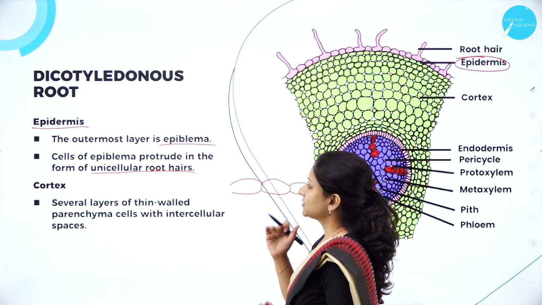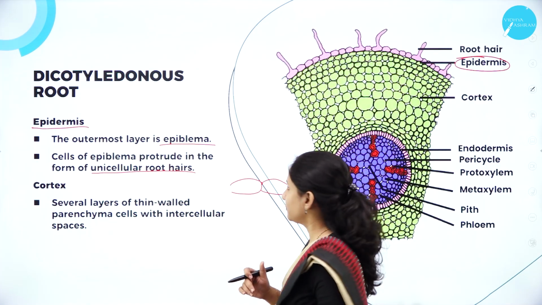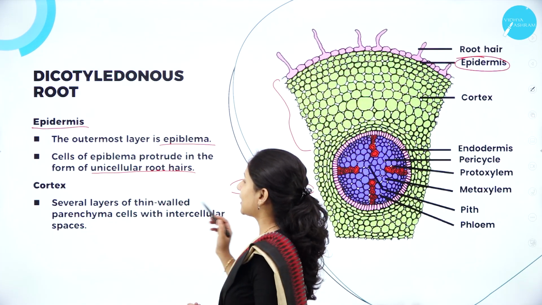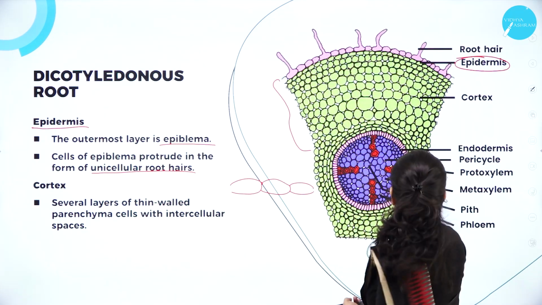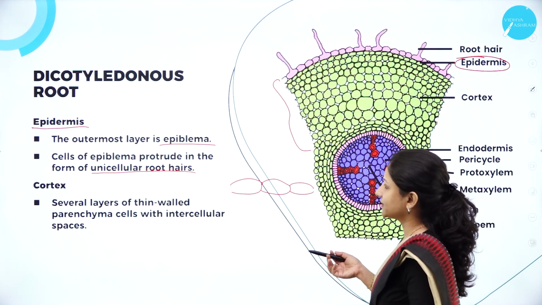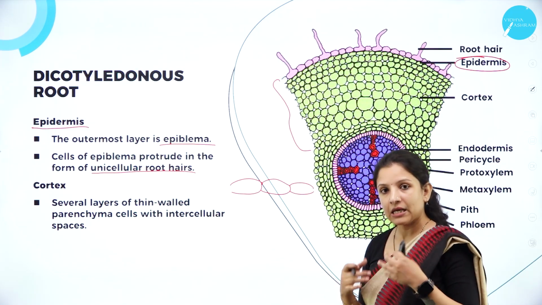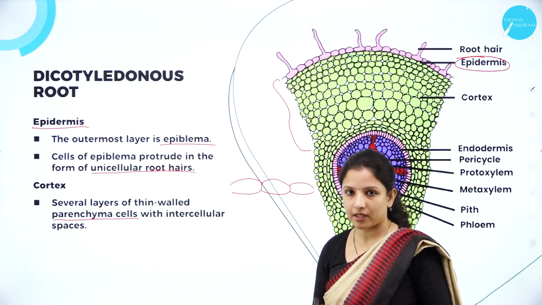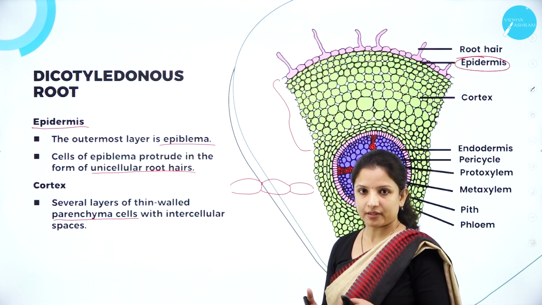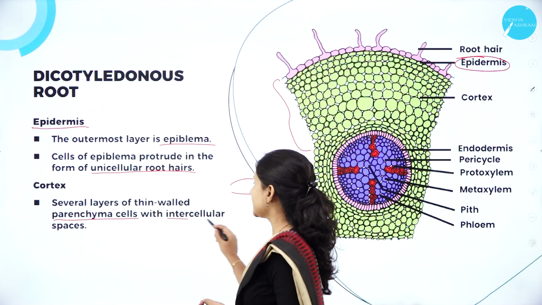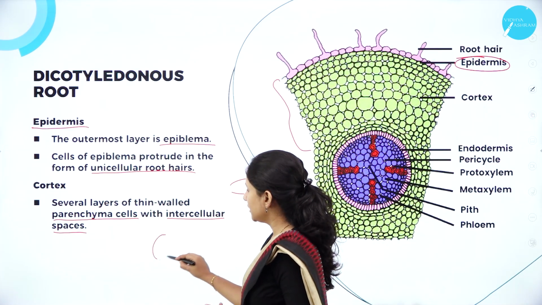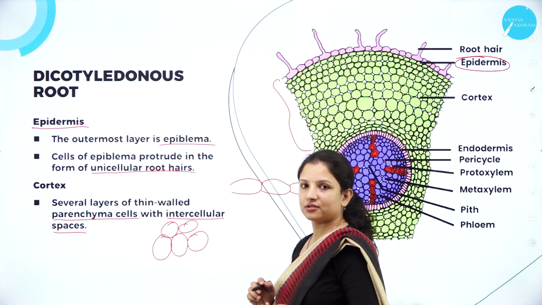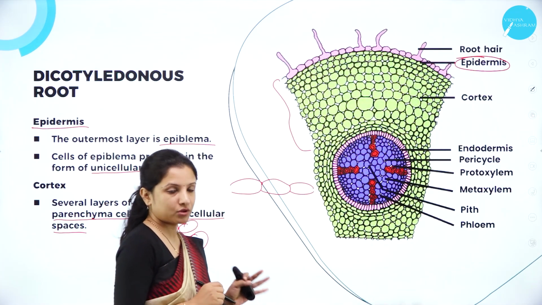So below the epidermis is the cortex. Now what is this cortex made up of? The cortex that is there, this entire region is called the cortex. It comes between the epidermis and the endodermis or the pericycle. So what is the cortex made up of? The cortex is made up of again parenchyma cells, but the parenchyma cells are covered by a thin layer. Therefore we can say they are thin-walled parenchymatous cells with a lot of intercellular spaces. So this is how the cortex in the dicotyledonous root will be arranged.